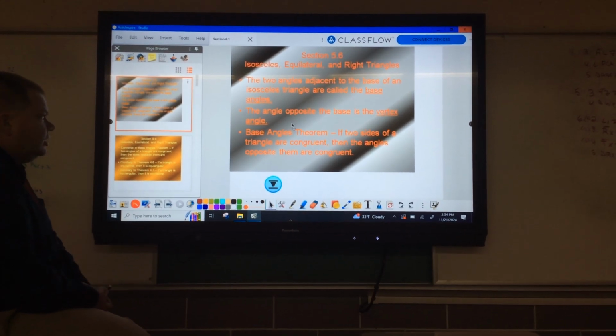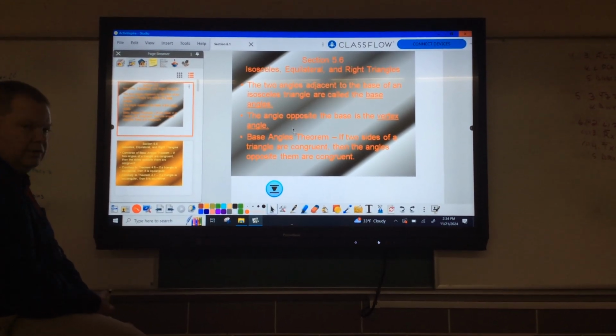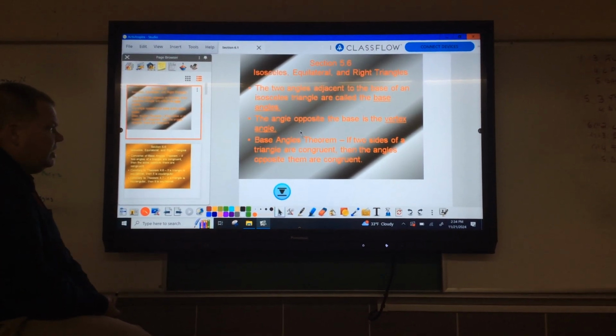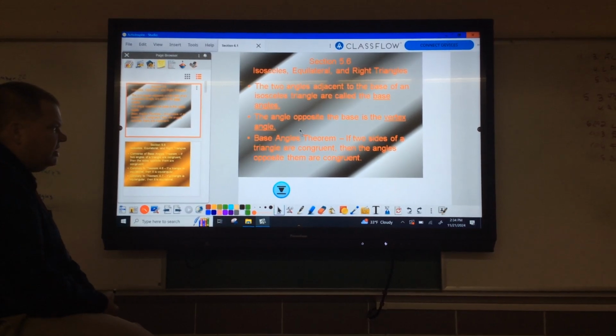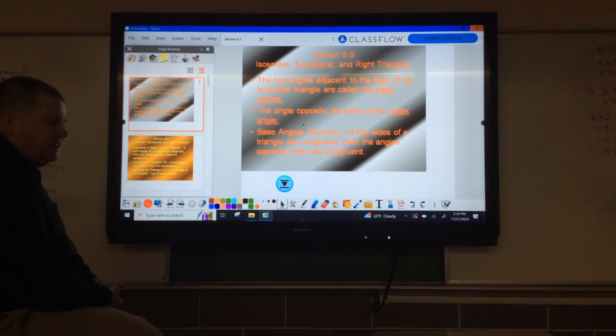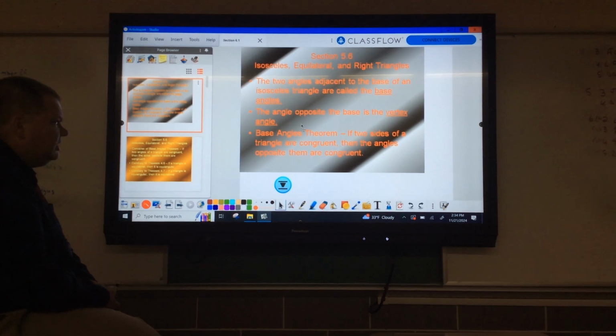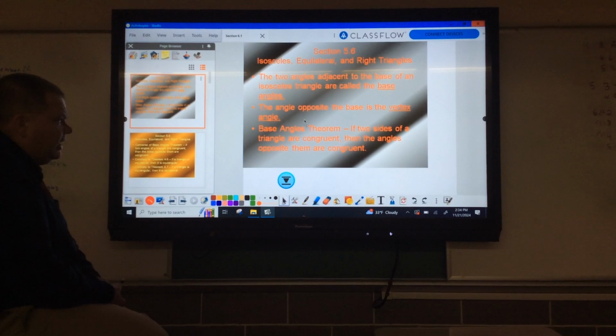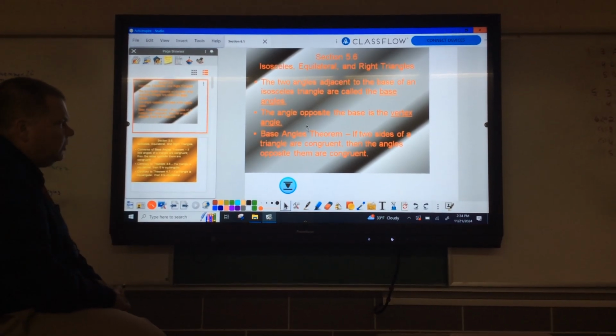Okay, today we're going to take a look at properties with isosceles, equilateral, and right triangles. And the two angles adjacent to the base of an isosceles triangle are called the base angles. Remember that the base is the non-congruent side in the isosceles triangle. And the angle opposite the base is called the vertex angle.